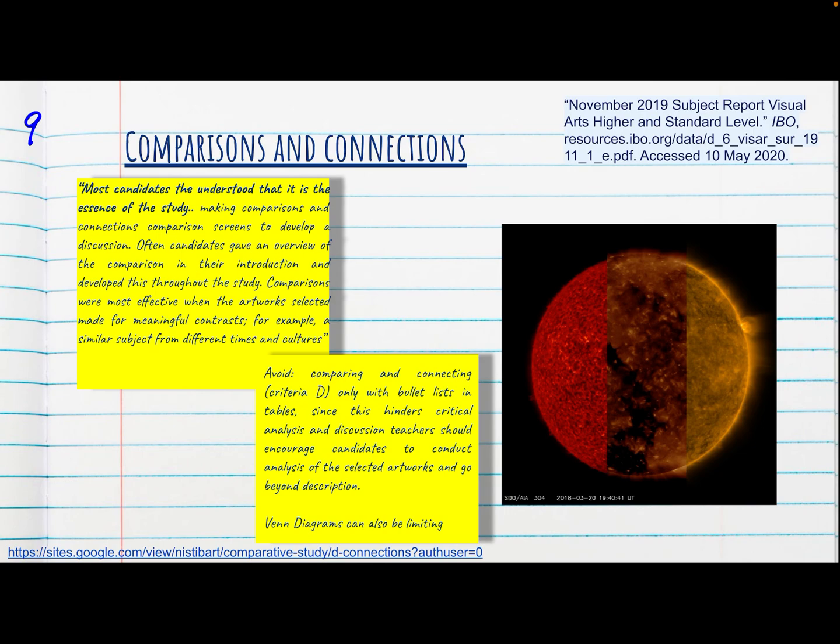Avoid just comparing and connecting with bullet lists, since it hinders that critical analysis. It doesn't really give you the opportunity to have as much depth. And you should be able to conduct analysis of the selected artworks and go beyond a description. For that reason also, Venn diagrams can be limiting. Remember, if we have a Venn diagram, it might be also in the form of a bullet, so it could be limiting as well.